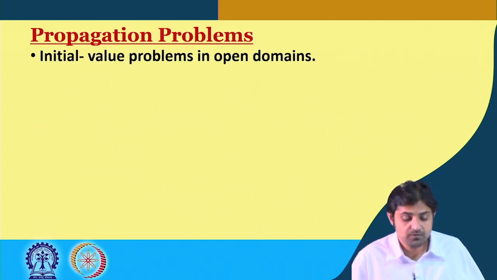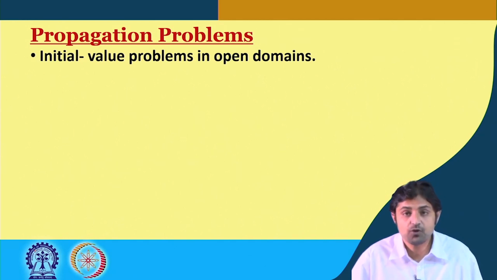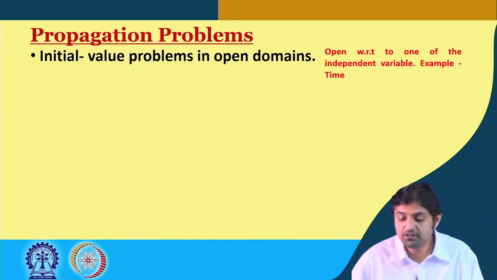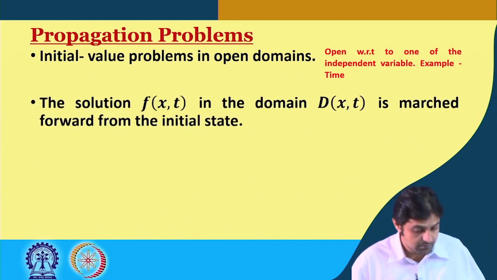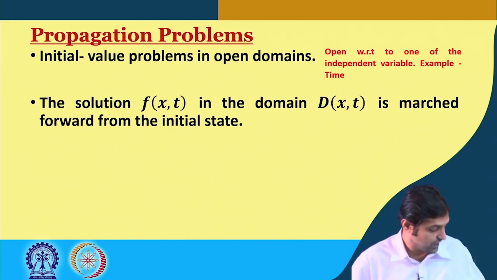The second type of problems are propagation problems. An example is initial value problems in open domains. Open with respect to one of the independent variables, for example time. The solution f of x comma t in the domain is marched forward from the initial stage. So, we know things at time t equal to 0, then we go from time t equal to 0 to, let us say, time t equal to 1, then time t equal to 2, and then time t equal to 3 seconds.